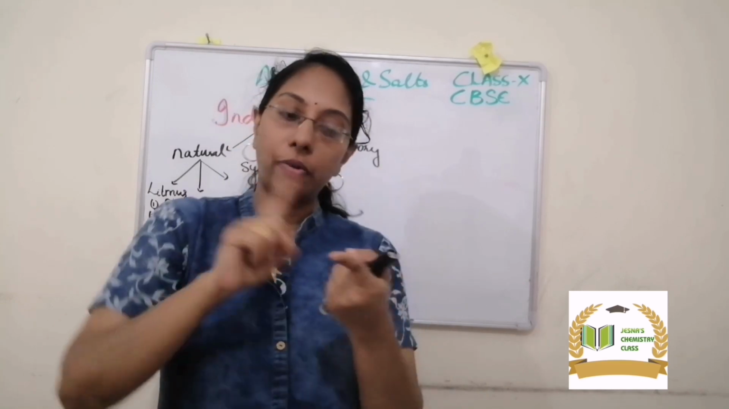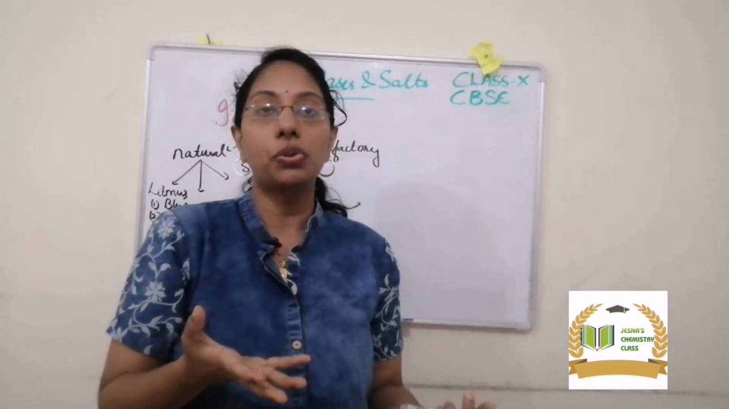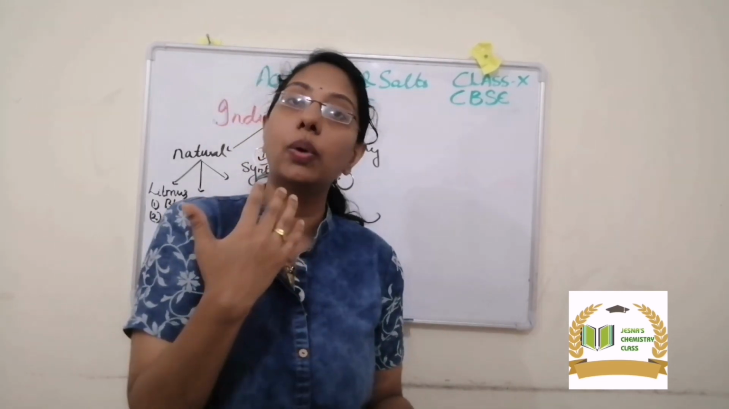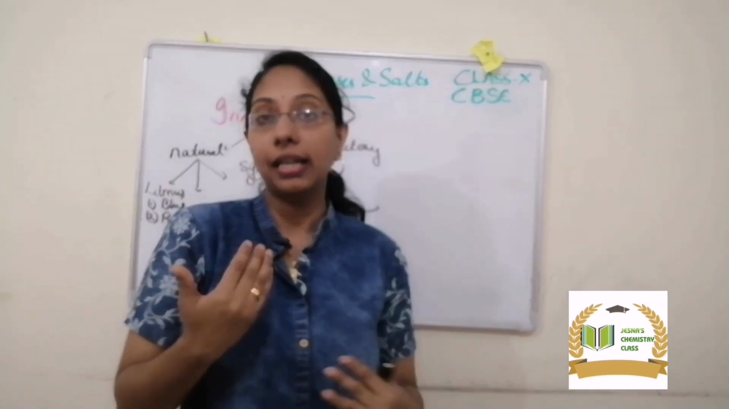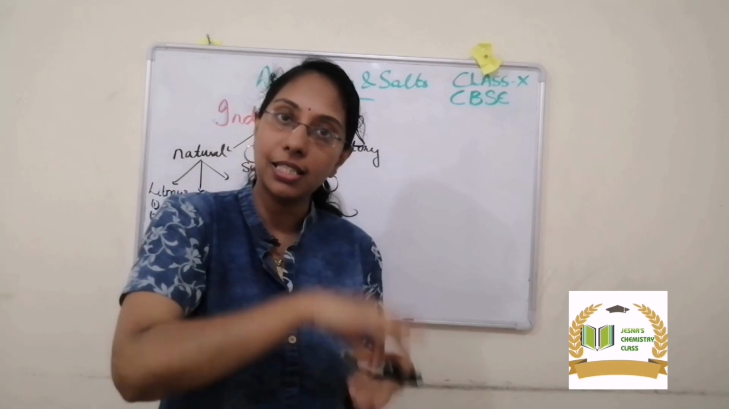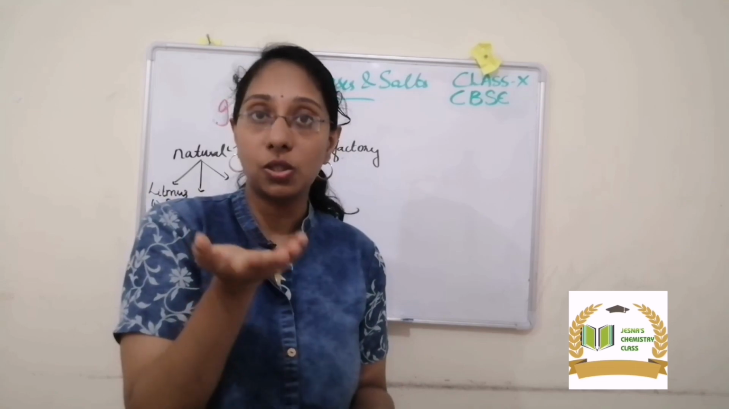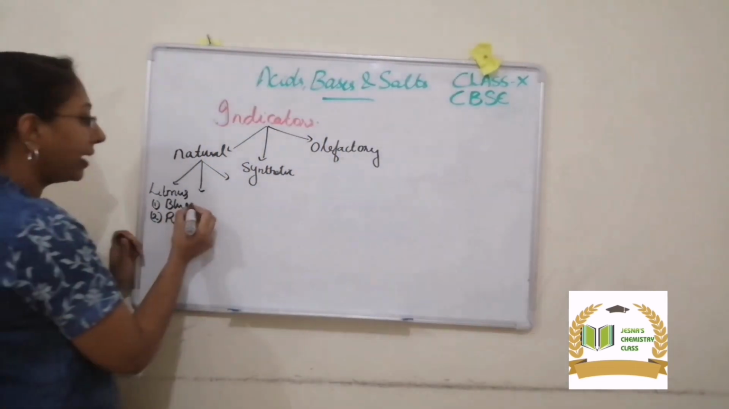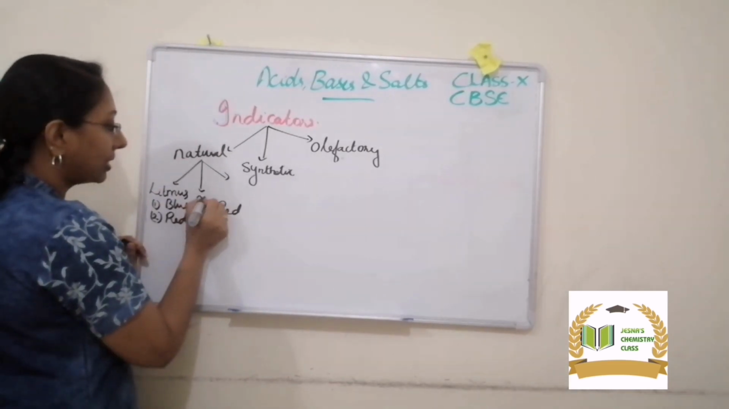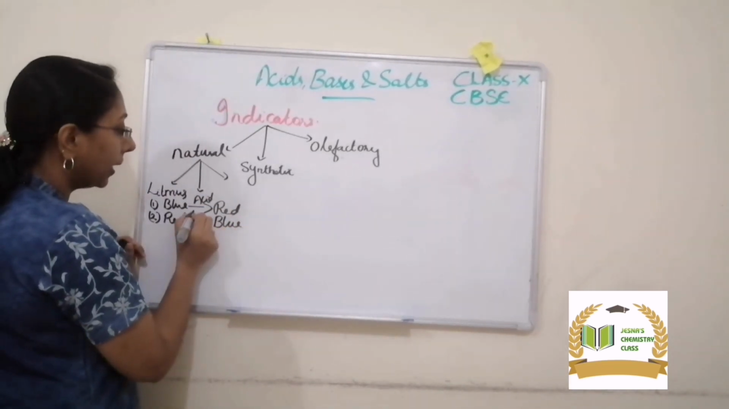We take both litmus papers, red and blue. First I will dip the red litmus paper in the solution. If the red litmus paper does not change color, then I guess it may be an acid. Then I will take the blue litmus paper and dip it in the same solution. If the blue litmus changes into red, that means the solution is an acid. And if the red litmus changes into blue, then we call it a base.